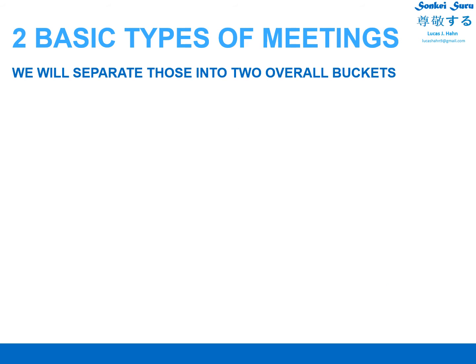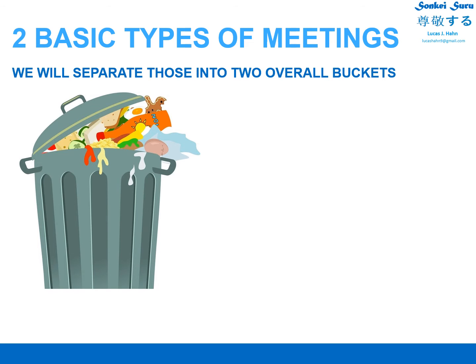So now I want to talk about two basic types of meetings, and a lot of people will separate these into two big overall buckets. So we'll show you some buckets here. This first bucket is status update meetings. Typically a lot of waste.